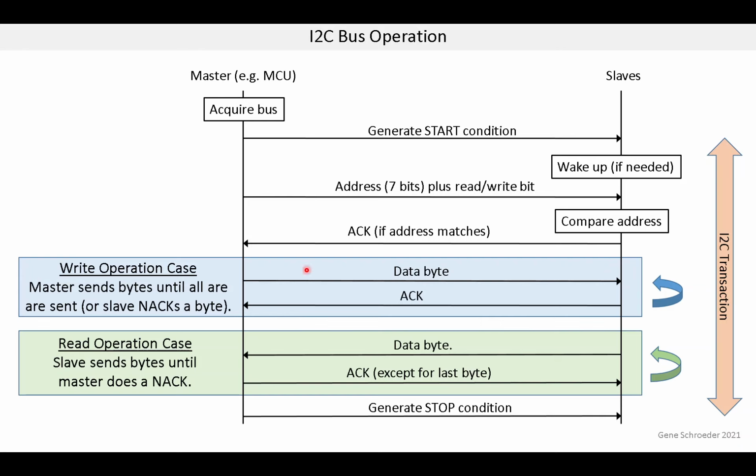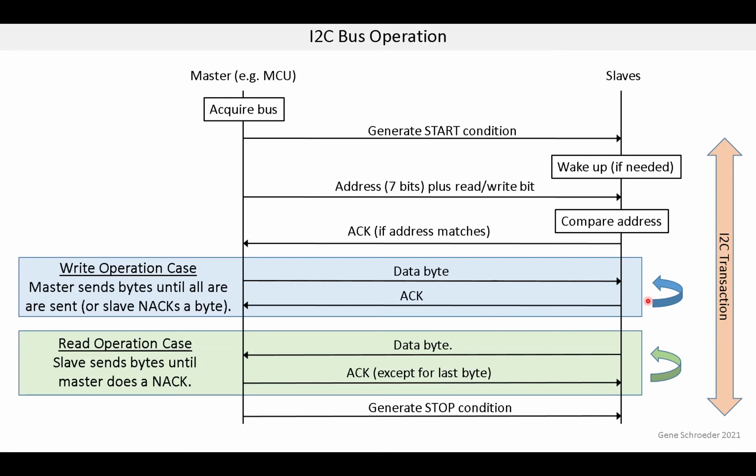So there is the write case and the read case. I show them both here, but only one will occur. And the way they work is similar. In each case, the sender, which would either be the master or the slave, transmits a data byte, and the receiver sends an ACK. And this process repeats for each byte. And these arrows here are meant to indicate this is a loop.